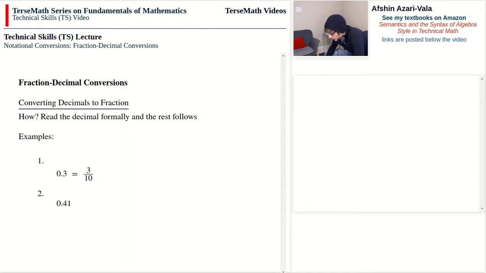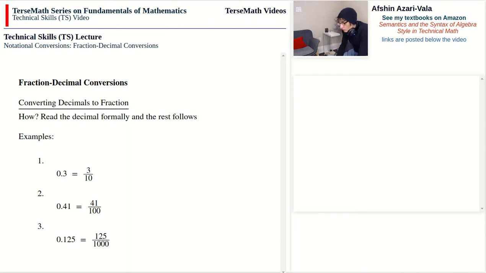Okay, number 2. 0.41. Now this one has two decimal digits, so we end up with 100 in the denominator, and we get 41 over 100. Or you can just say the formal reading of this is 41 hundredths, and that tells you how to write the fraction, 41 hundredths. Problem number 3, 0.125. The formal reading of this is 125 thousandths. So we get 125 over 1,000.